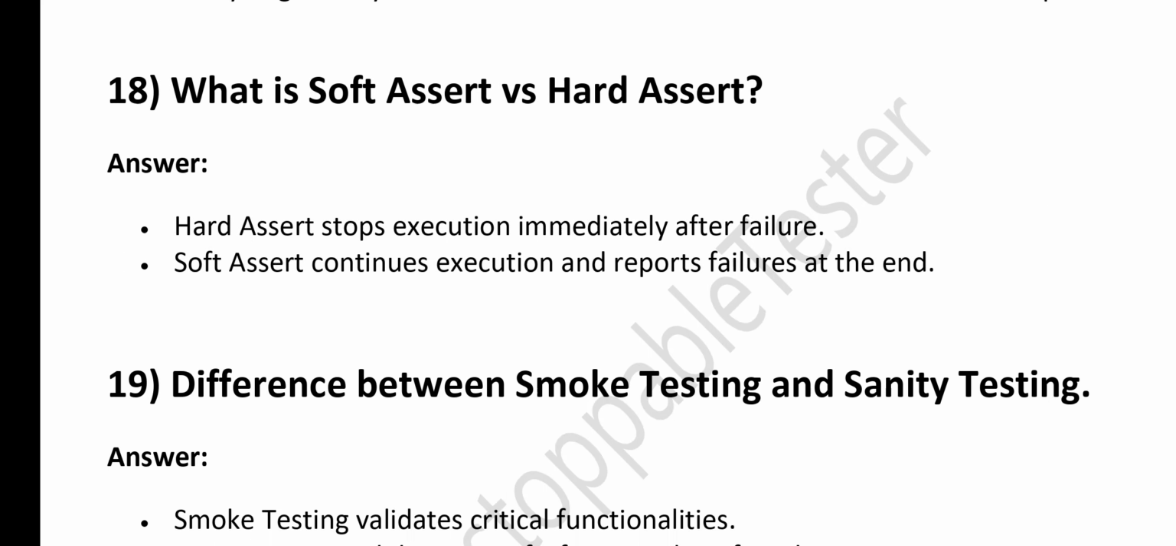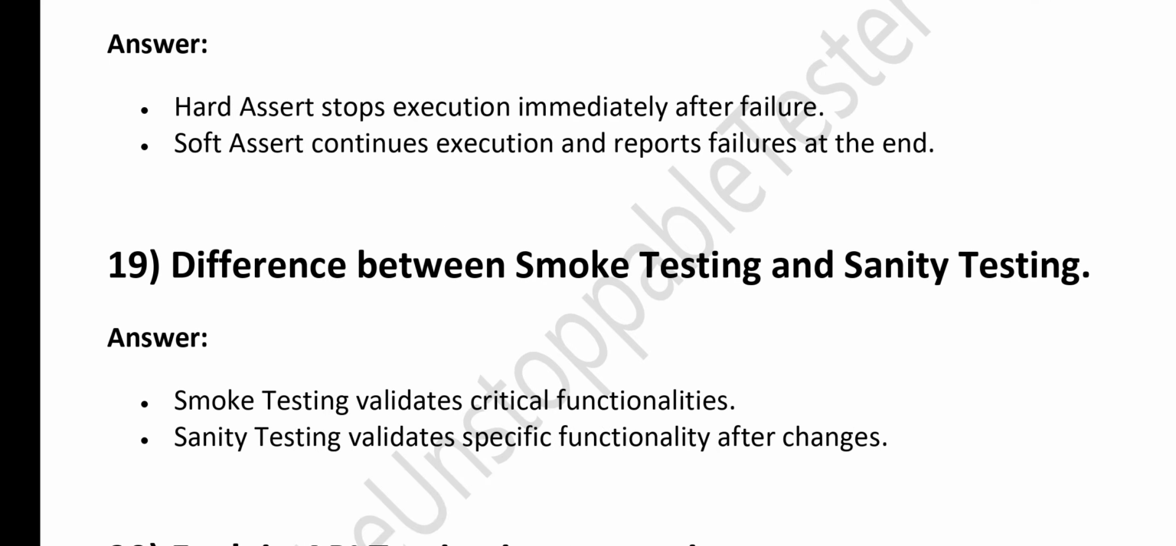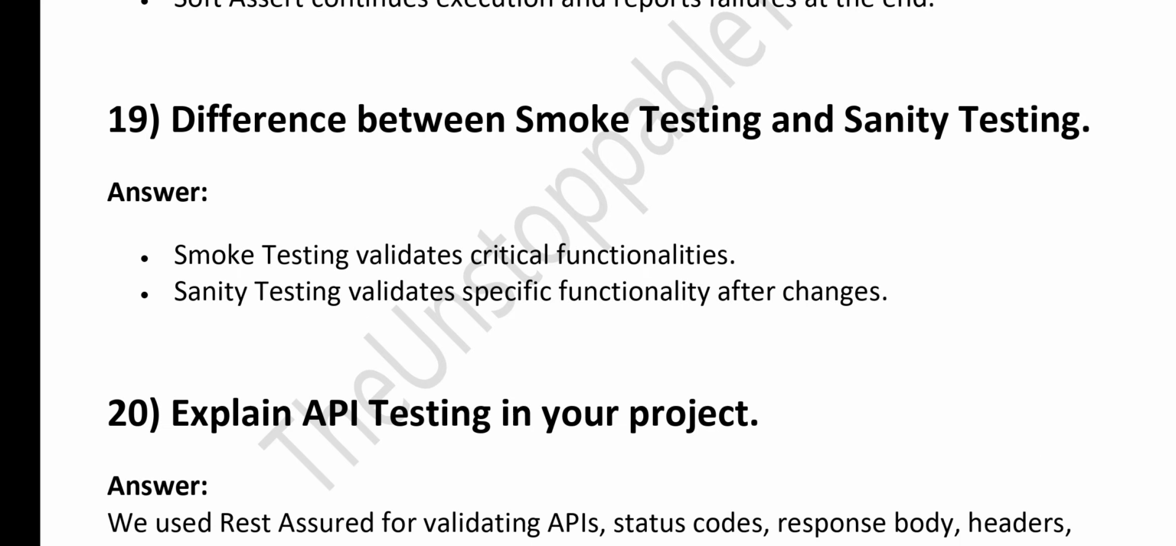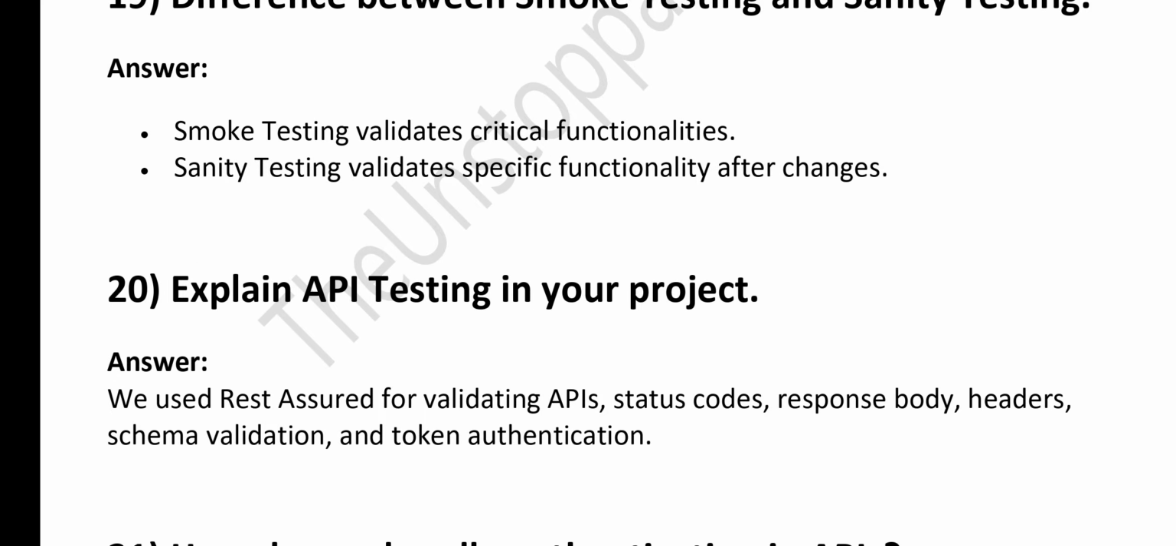Okay. The next comes what is soft assert and hard assert. Hard assert stops the execution immediately after failure, whereas soft assert continues execution and reports failures at the end. Okay. So the next topic comes the difference between smoke testing and sanity testing. Smoke testing validates critical functionalities and sanity testing validates specific functionality after the changes.